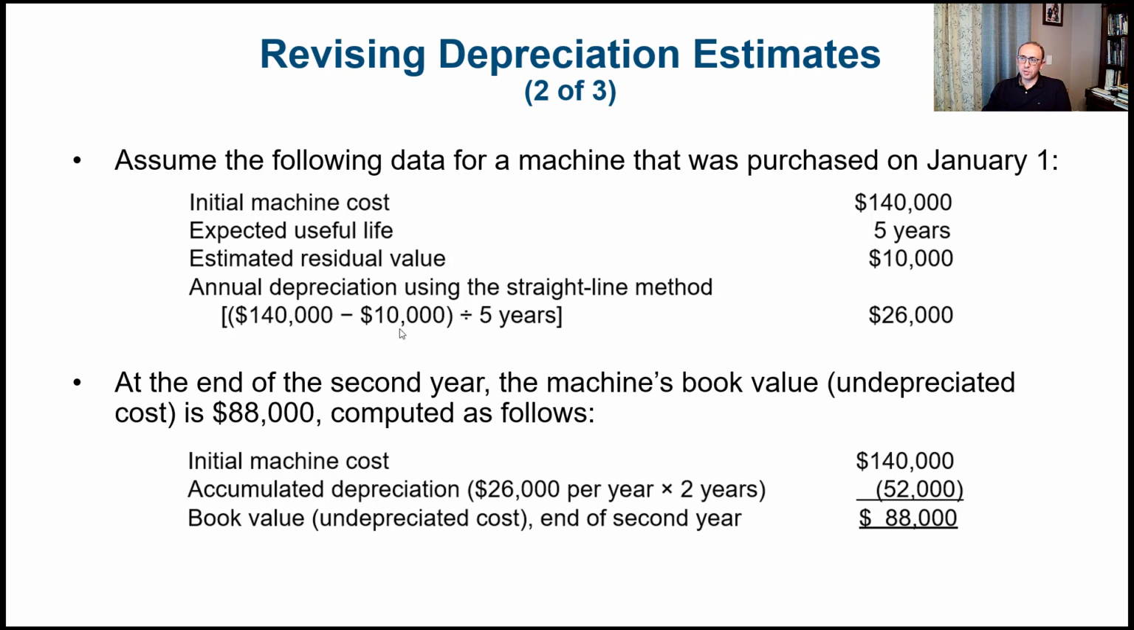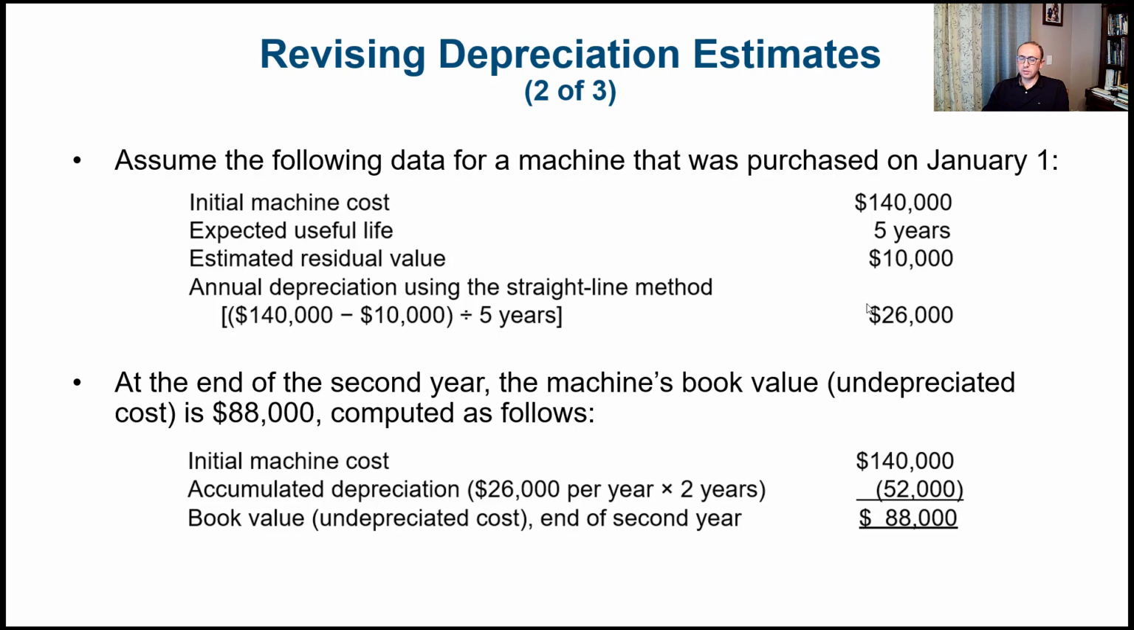So the cost minus residual value would be 140 minus 10, which is 130,000. Divided by 5 years, that would be 26,000 per year. So at the end of the second year, the machine's book value is $88,000. This is the undepreciated cost up to date. So remember, it's $26,000 per year.